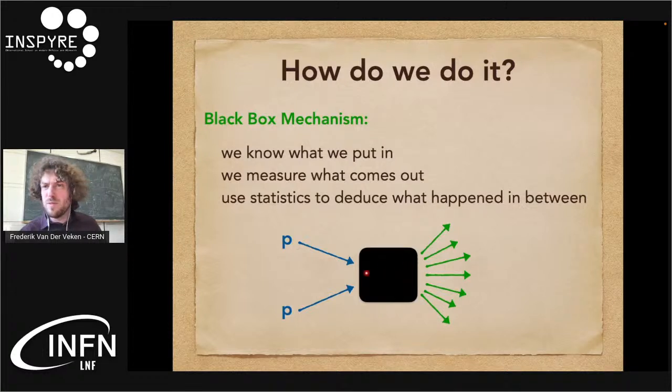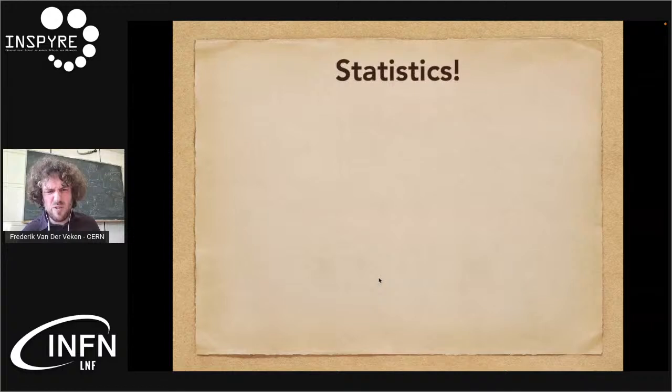We don't know what happened in between. It's a black box because we cannot measure it. It's too small. So we use statistics to deduce, we make predictions, and we see what will happen. What does it mean in practice? In practice, this is, of course, what we're interested in. So let's see how that works.